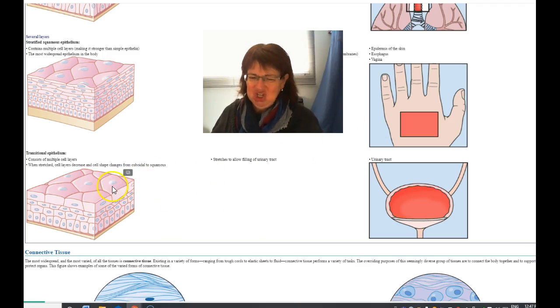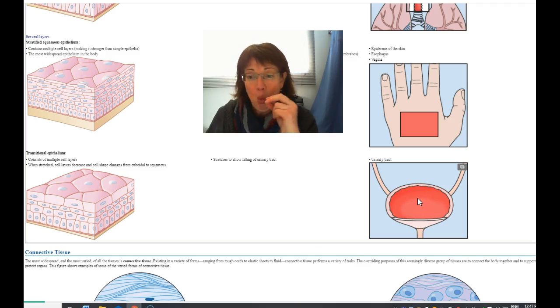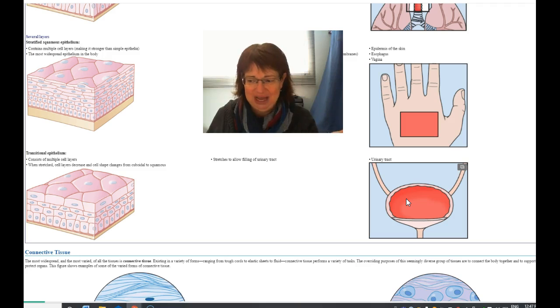Then there's this interesting one called transitional, which means as it stretches, the cells will change shape from cuboidal, and then they'll flatten to squamous. These are in places where you want organs to stretch. The perfect example of that, there's two of them. One is the urinary tract. As you fill your bladder, it will stretch, and actually as it stretches, it becomes watertight. And the other is in the uterus. So pretty much two good organs that need to stretch.